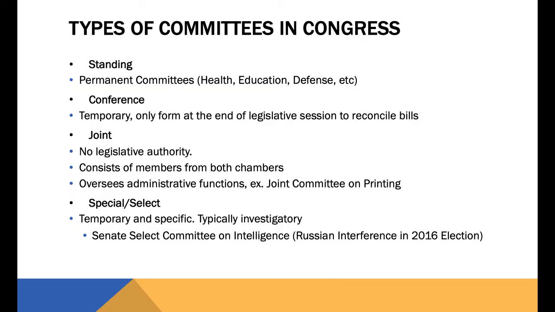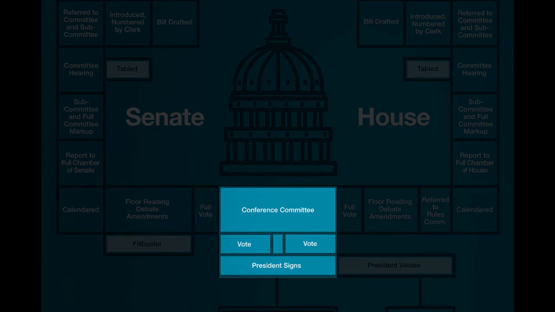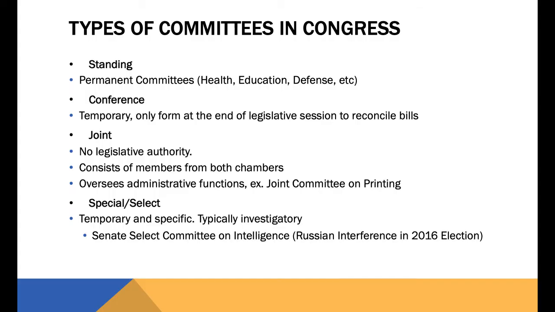The second type of committees are conference committees. Like we've already discussed, conference committees form at the end of a legislative process to reconcile differences between the House and Senate versions of a bill. The third type of committee is a joint committee. A joint committee also involves members from both the House and the Senate, but it has no legislative authority. Joint committees serve to oversee and evaluate issues of mutual interest pertaining to congressional administration and policy development.